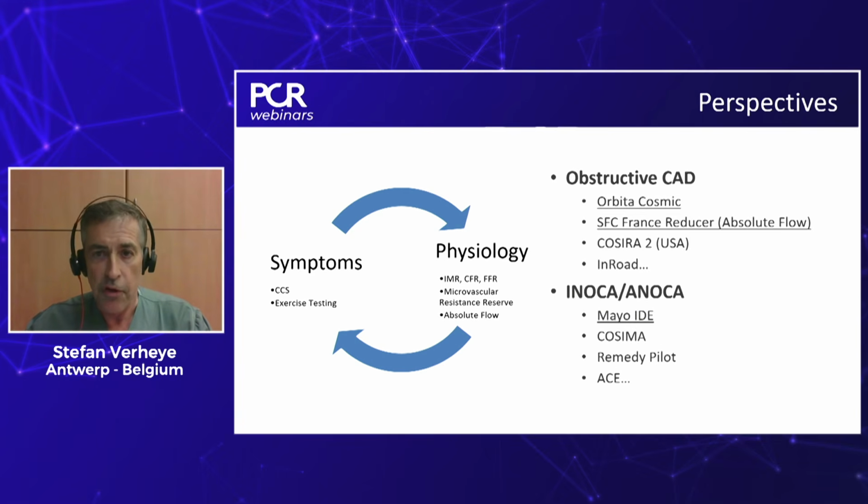The first that you see is obstructive coronary artery disease. There's a study in France. There is a study in the UK ongoing. There's a large COSIRA 2 ongoing, which is a continuation of the COSIRA 1, basically what we've done in Europe and Canada. That's enrolling over 300 patients in the US.